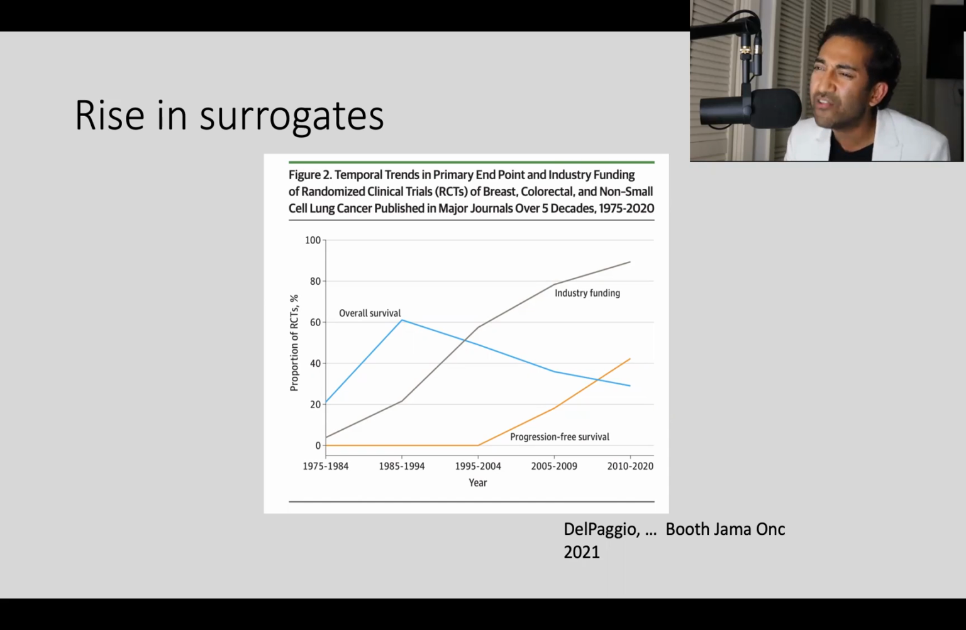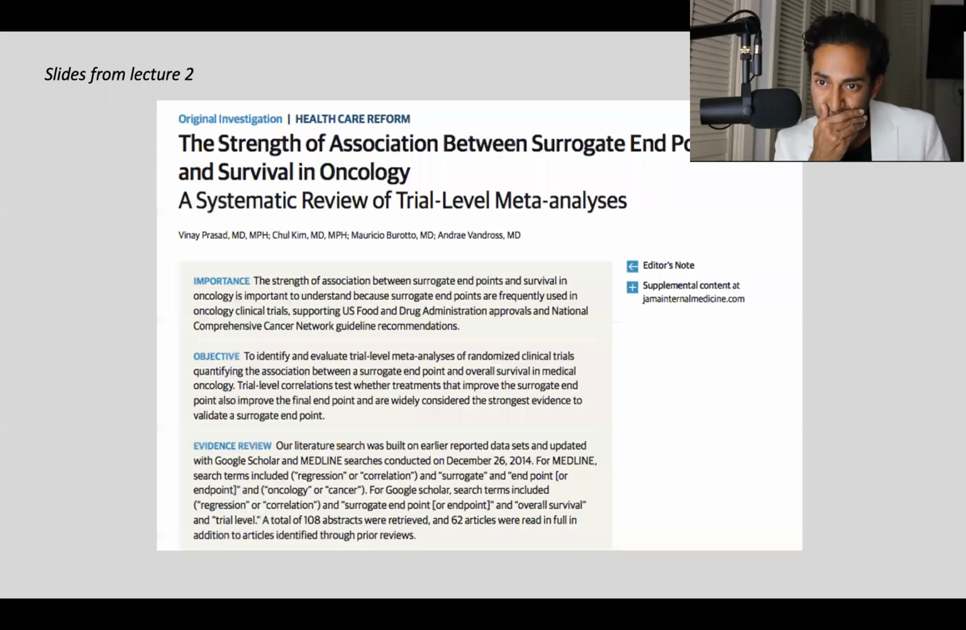It's almost as if the industry realized that OS was so unattainable that PFS would maximize their market share, that they pushed us towards PFS as the primary endpoint. But that couldn't possibly be the case. Also from lecture 2, how do you validate an endpoint?